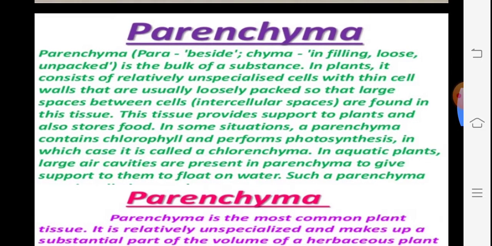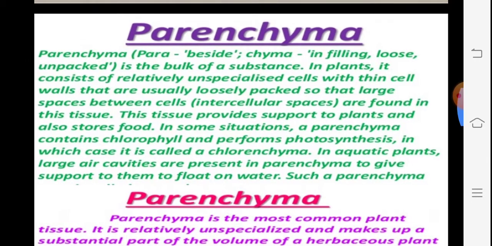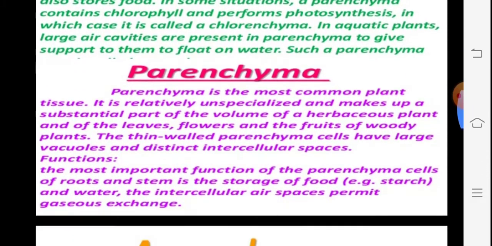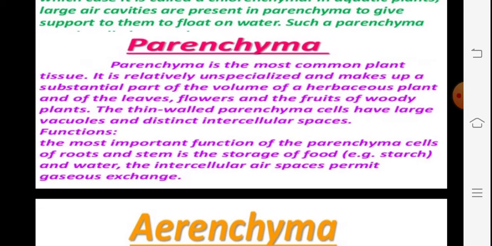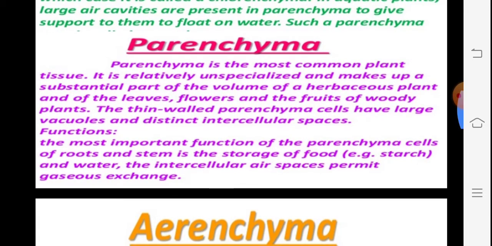In aquatic plants, large air cavities are present in the parenchyma. So this is one character. Secondly, parenchyma is the most common plant tissue, and relatively unspecialized, commonly seen in the leaves, flowers, or fruits of some woody plants.